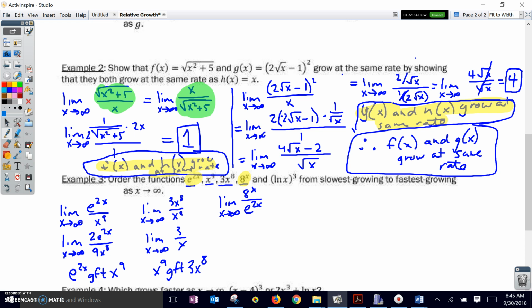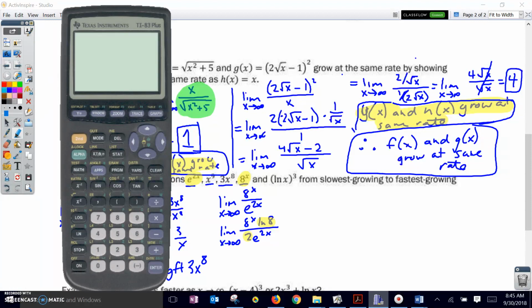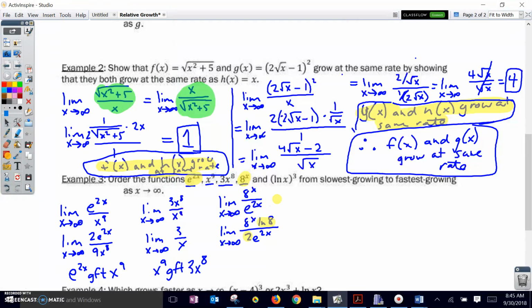Because when I take the derivative of this, or apply L'Hopital's rule, I'm going to have 8 to the x, natural log of 8, over 2e to the 2x. So the question is, are these getting bigger or smaller? It's all dependent on whether the natural log of 8 is bigger than 2 or not. The natural log of 8 is slightly bigger than 2. And so this ratio grows a little bit each time, which means it's eventually going to go to infinity. So 8 to the x grows faster than e to the 2x.